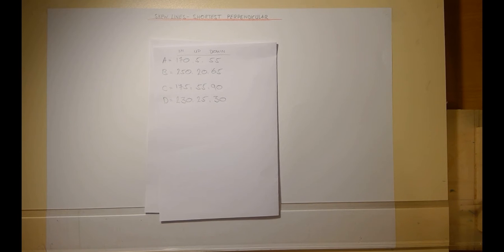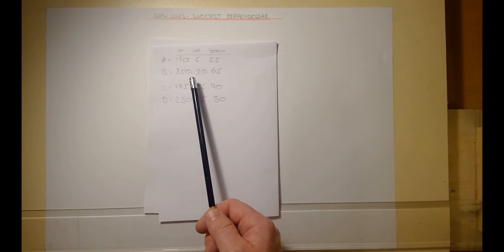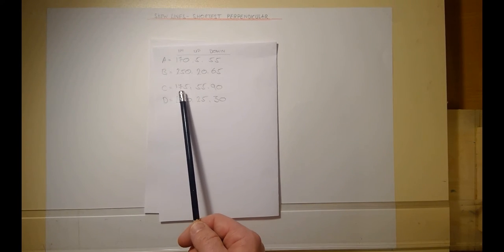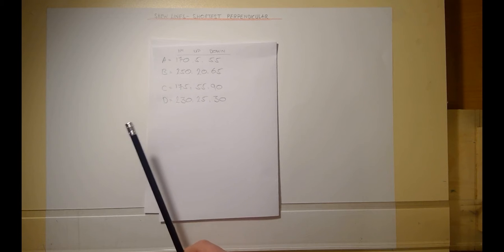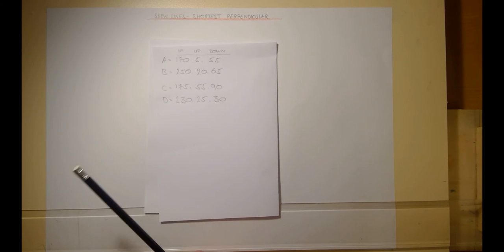For this, our measurements again: A 175, 55, B 250, 20, 65, C 175, 55 and 90, and D 230, 25 and 30. Skew lines are two non-intersecting, non-parallel lines. I'm just going to line those out and then we'll work on the solution for it.